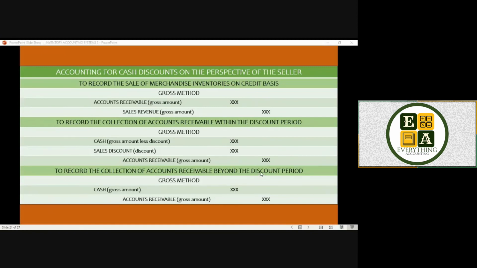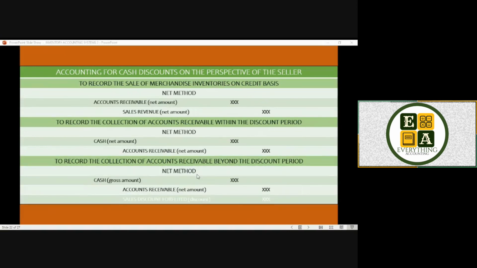If beyond the discount period, there is no sales discount to record, because we collect everything. Debit cash and credit accounts receivable at gross amount. But under the net method, debit accounts receivable, credit sales revenue upon the sale, both at net amount. Since the recording here is at net amount, when we collect, or the customer pays within the discount period, we also record the collection at a net amount.